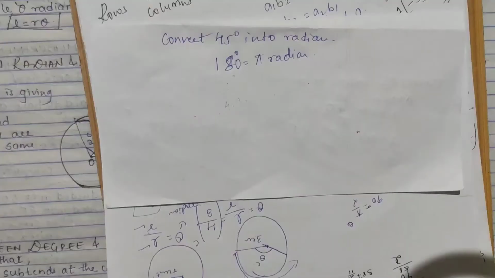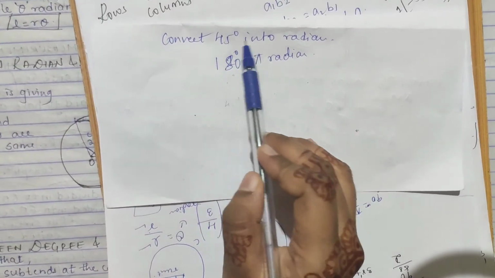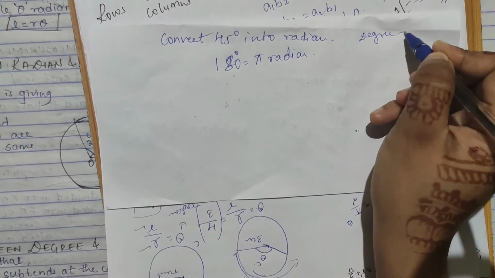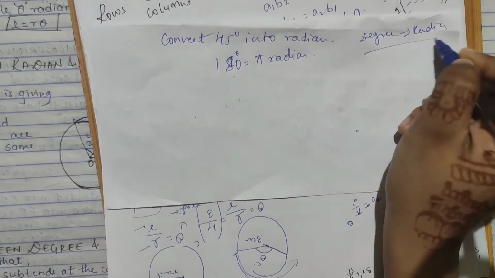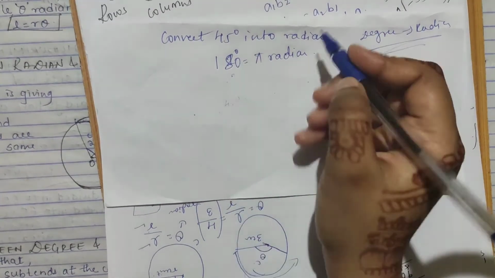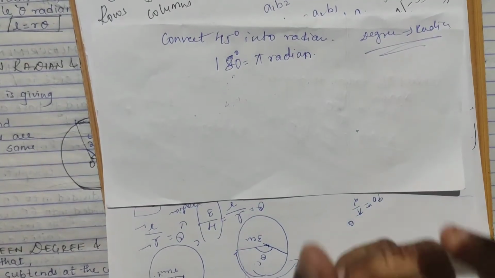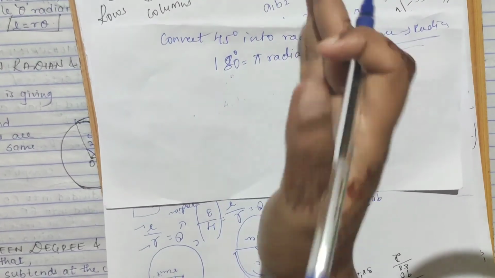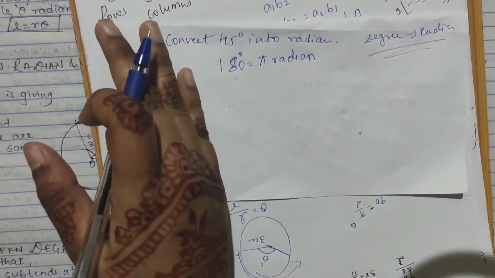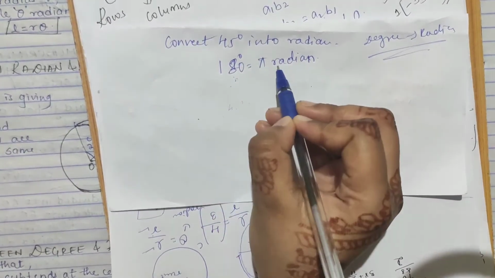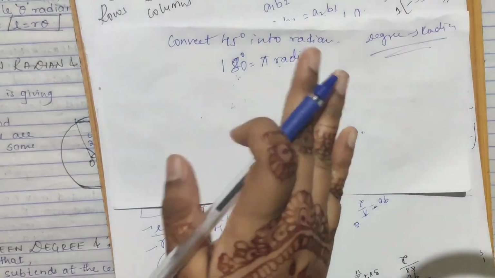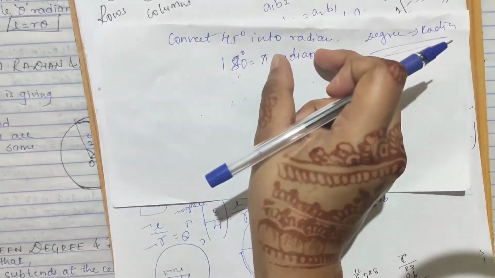Okay, suppose they are telling you to convert 45 degree into radian, so they are telling you to convert degree into radian. The same way you have to find radian. So what I am telling you is, whatever you have to find, if they are telling you to find radian, keep it on the right hand side, and the other part on the left hand side. Like, we know that 180 degree is equal to pi radian. If they are telling you to find degree, you should write pi radian is equal to 180 degree.